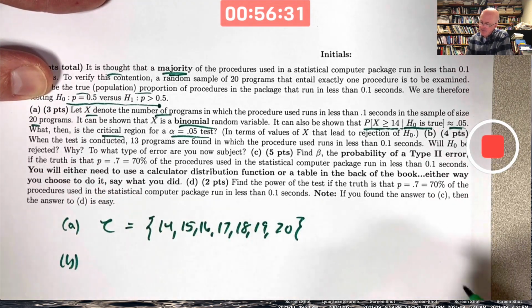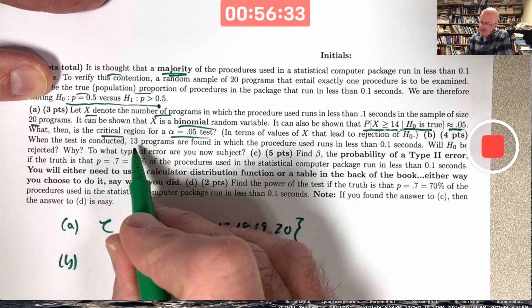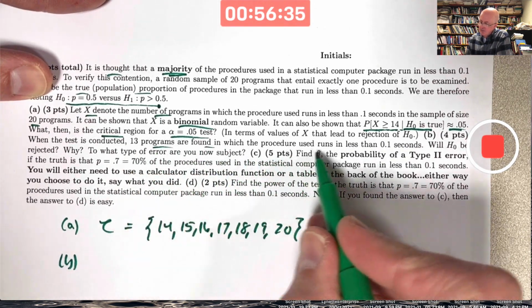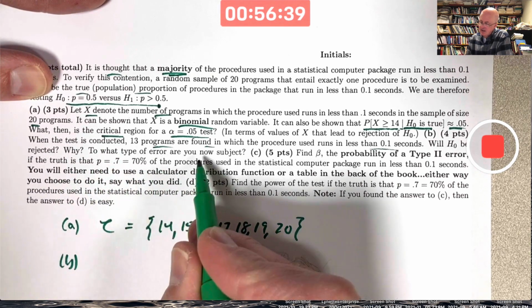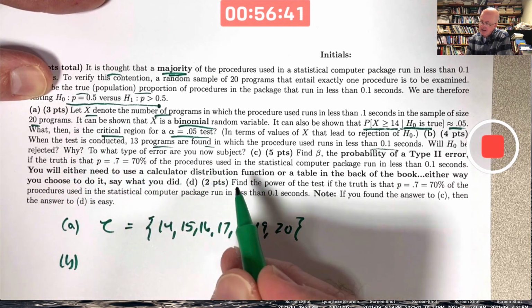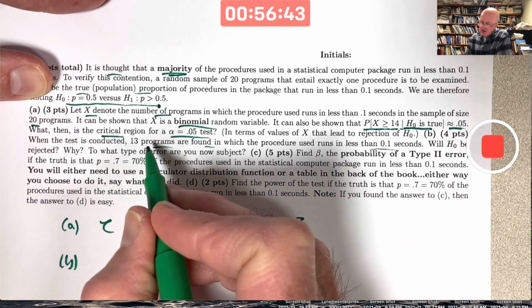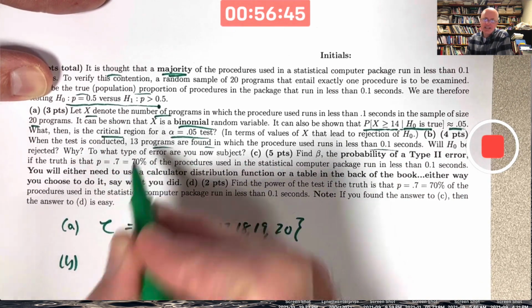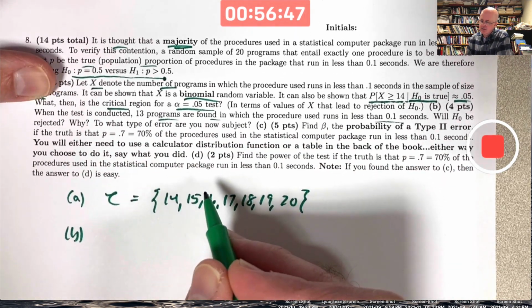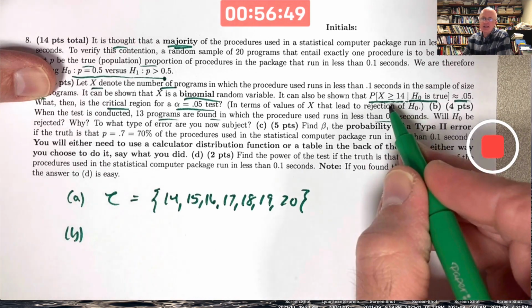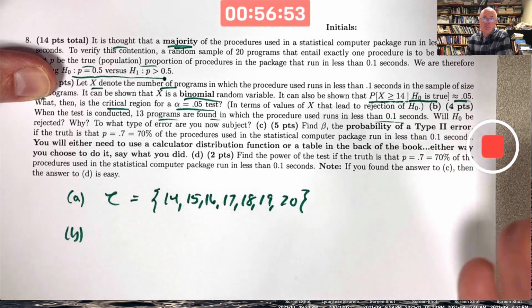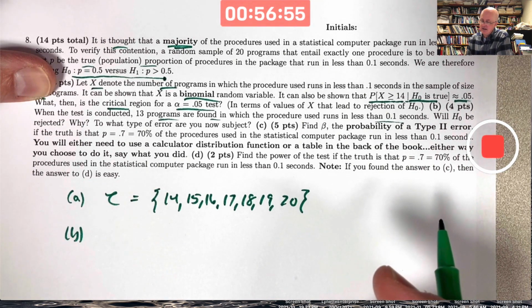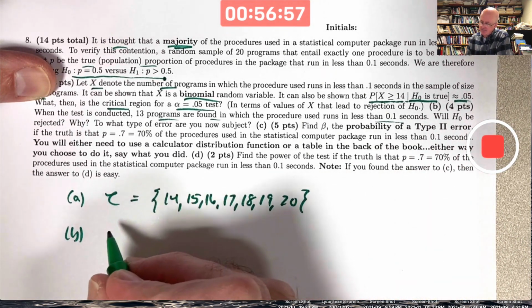Part B. When the test is conducted, 13 are found to run in less than 0.1 seconds. Will the null be rejected? Why? To what type of error are you now subject? This observed value of X, 13, is not in the critical region. The probability that X is greater than or equal to 13 when the null is true is a fair amount bigger than 0.05. We're going to fail to reject.